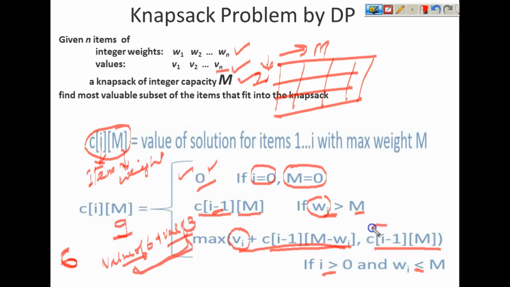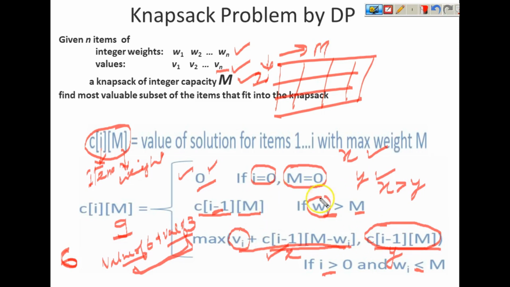The second option is taking the previous value, meaning if we don't consider this item, then what is the profit we have got so far. We need to find the maximum, whichever is maximum. Let's say when you solve this, you get x from one option and y from the other. If x is more than y, we take x, otherwise we take y. So we take the maximum of these two values.